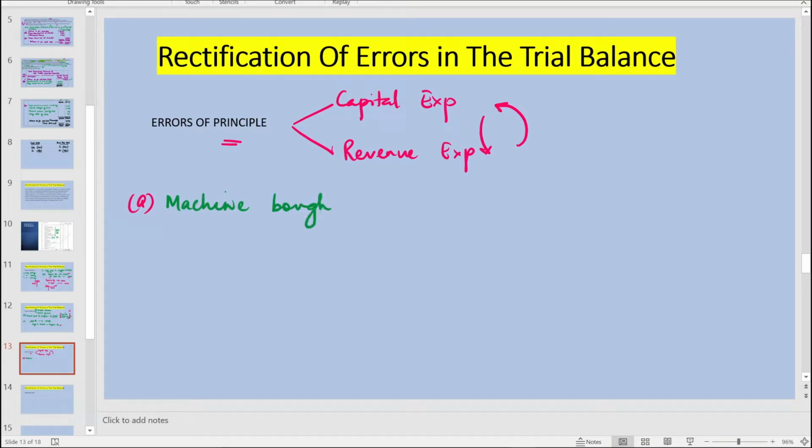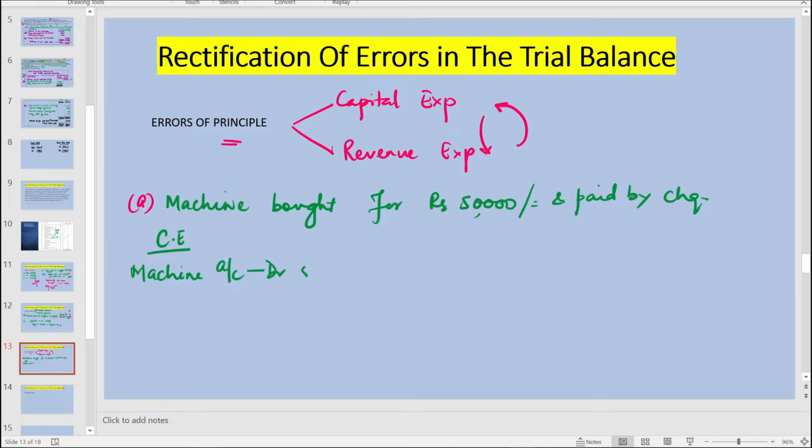Machine bought for rupees 50,000. Okay. So we are buying a machine. So what is my correct entry here? When I buy and pay, let's say I paid by cheque. So what is the correct entry I would pass? What's coming in? Machine is coming in. So it's an asset. I should open an asset account by the name of machine. So I'll say machine account debit 50,000 to bank, because I'm paying by bank, to bank 50,000. This is my correct entry.